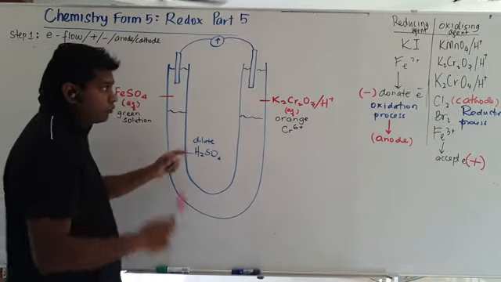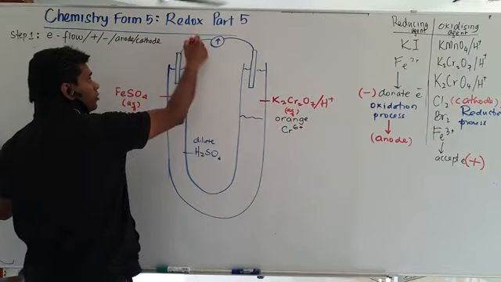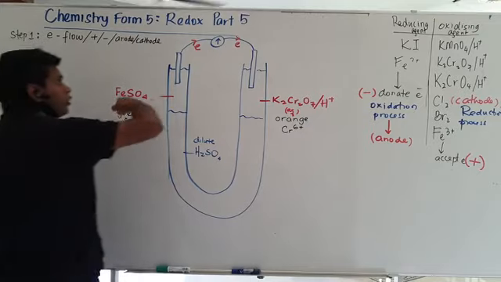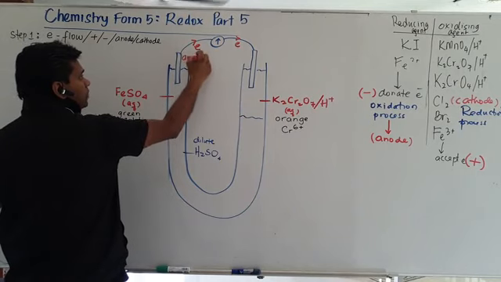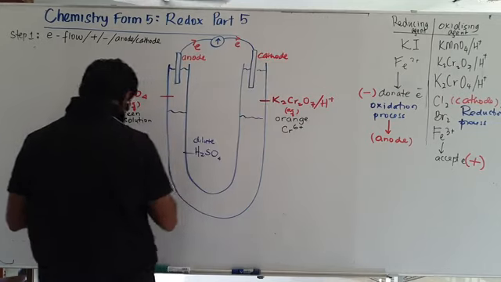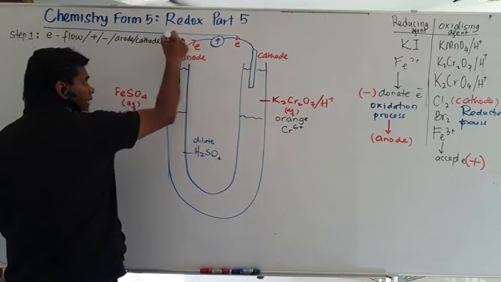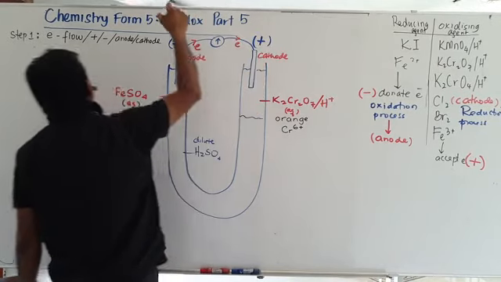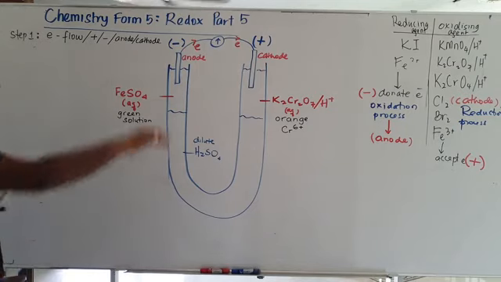So where is the electron going to flow? The electron is donated here, so electrons go out like this. The place where electrons are donated is the oxidation process, therefore this part is called the anode, and this part is called the cathode. Because it donates electrons, it's the negative terminal, and the one that accepts electrons is the positive terminal. So step 1 has been done. Always follow step 1 and make it very clear.